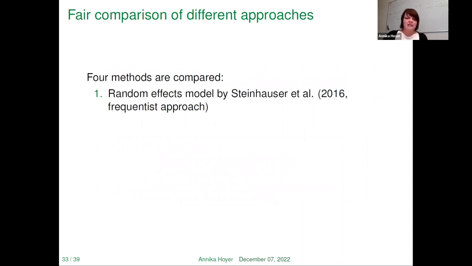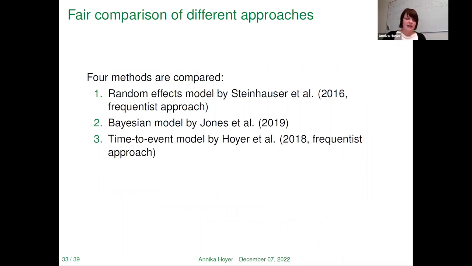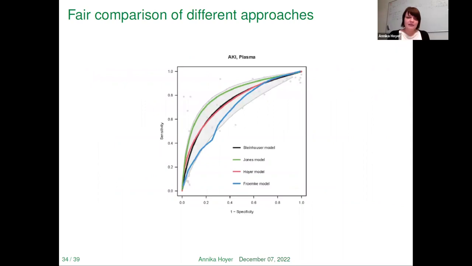So we compared in our paper four methods: the random effects model by Steinhauser et al., the Freiburg group, so to speak, the Bayesian approach by Jones et al., the time-to-event model presented by me in the talk today, and the non-parametric model by Frömke et al. And this is the result. We had a data set available that none of us was aware of before.